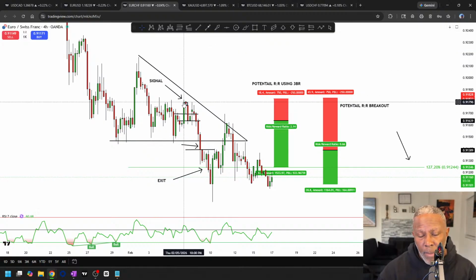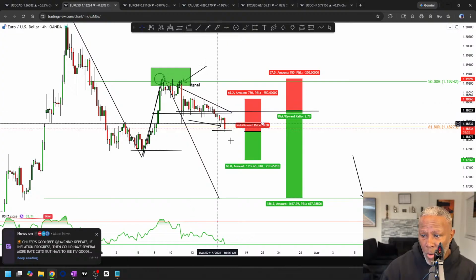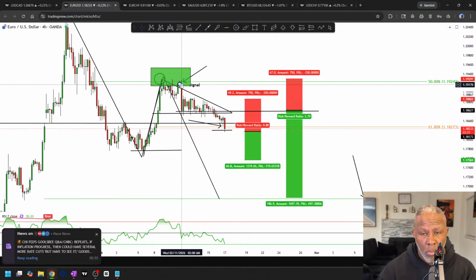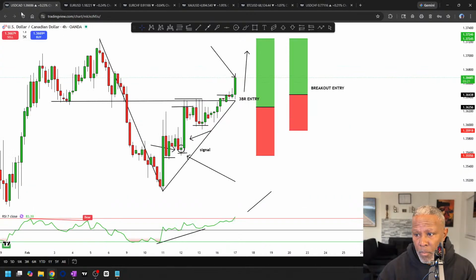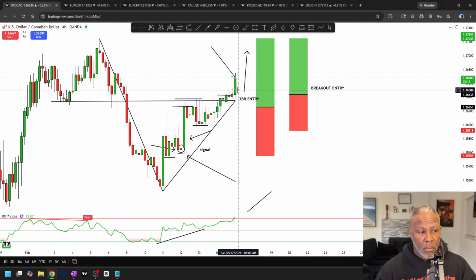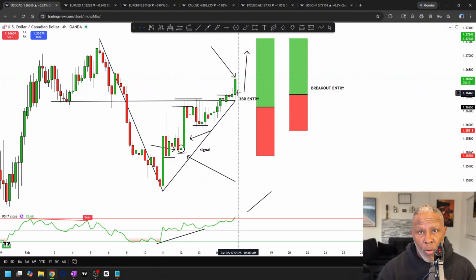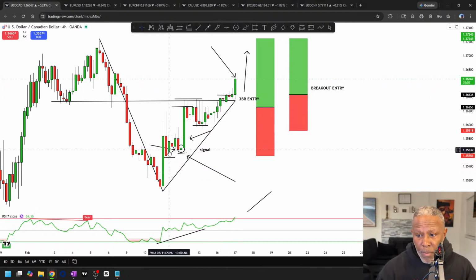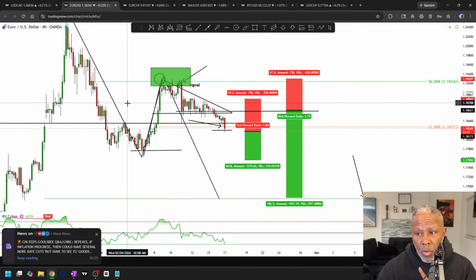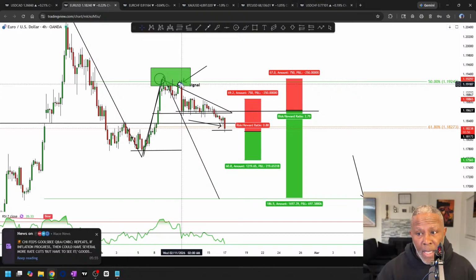Just as the decision was already made on this descending triangle on $CAD, and you see what happened. The decision was made in the middle. Euro dollar working, the decision was made in the middle. $CAD, the decision was made in the middle. The breakout is late. I'll show you again. On this ascending triangle, traders waiting for this breakout are late. The decision was made in the middle of the triangle. Euro dollar, traders waiting for that breakout, the decision was made in the middle of the triangle.